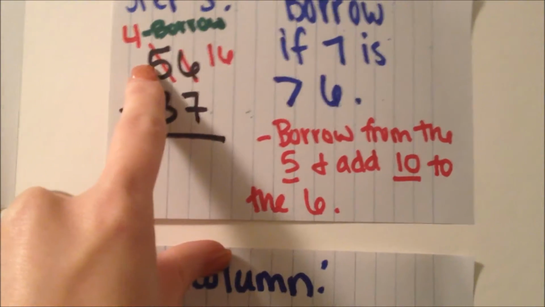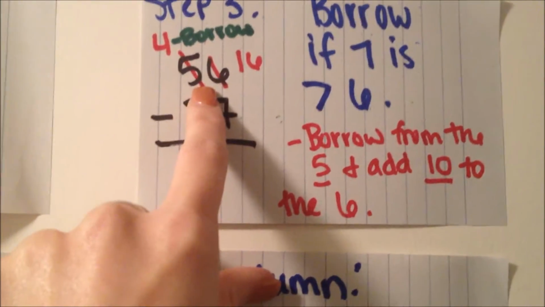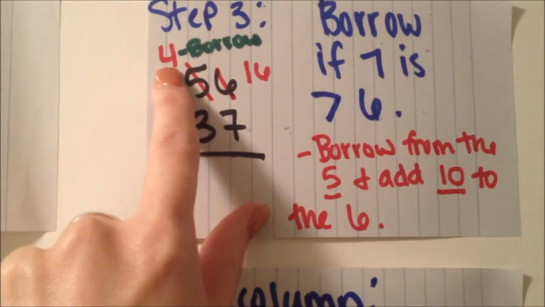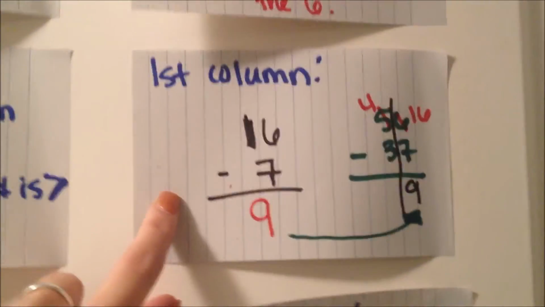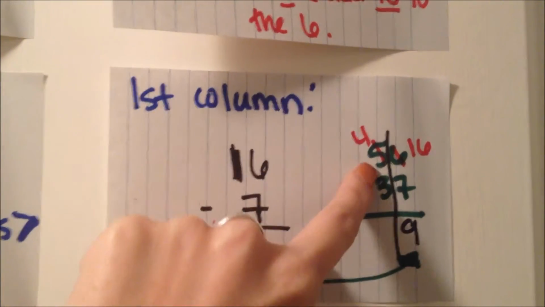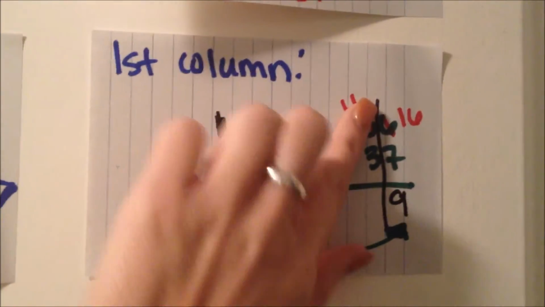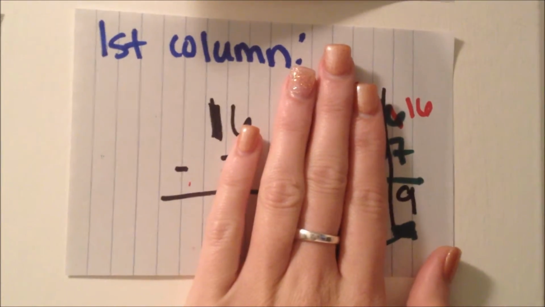Because really, this is 56. So 50 plus 6 would equal 56. So that's why it's now going to be 40 instead of 50, because I took 10. So you subtract the first column. The first column, since we borrowed, is now really 16 minus 7.